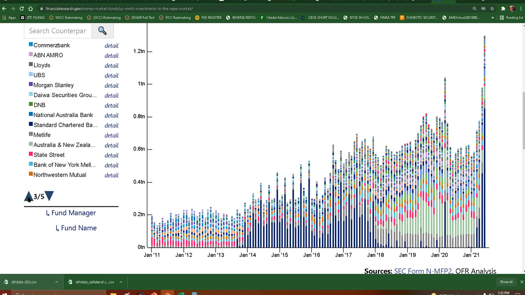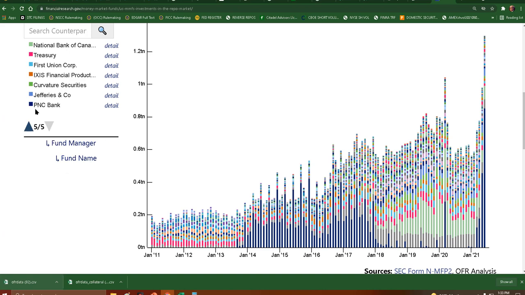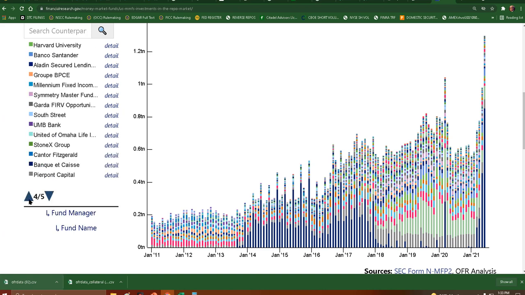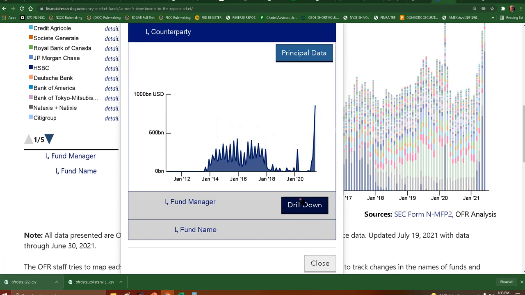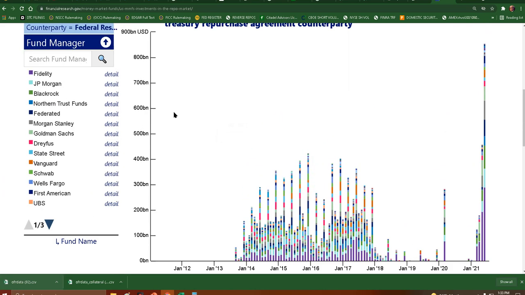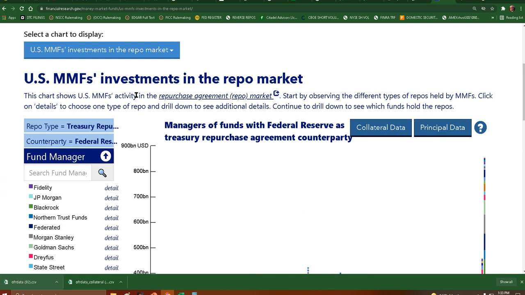That means that Fidelity's amongst one of the only people not using the Fed Reserve. You know why? They don't need to, because they're getting the money from everyone else. From all these people. Let's look at who the number one exposure to the Fed Reserve is. We just looked. It's got to be Fidelity. Yep. What a surprise. So hopefully this is all making sense.